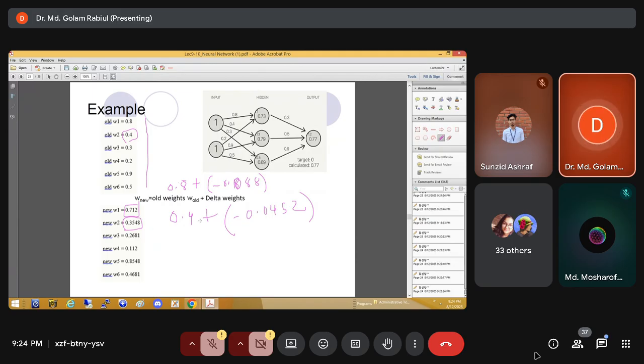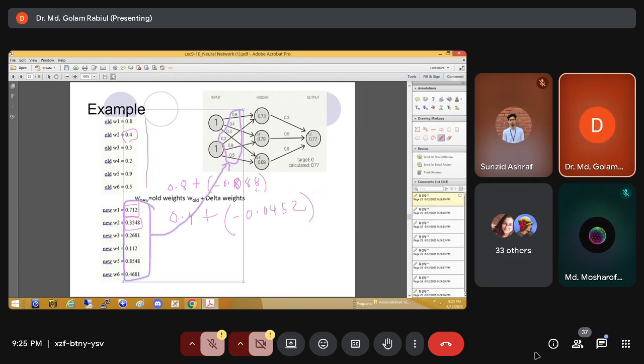This is how we find the new values of W1, W2, up to W6. Instead of the previous values, we have to utilize these new values in our next iteration. This is the completion of the first iteration, forward propagation and backward propagation. Utilizing backward propagation, we have adjusted the weights so that the error will be minimized.